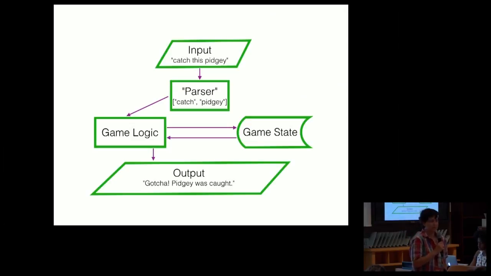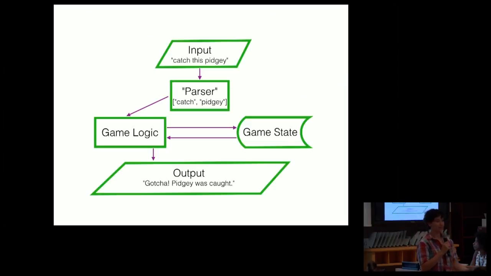So in this case, you type "catch this Pidgey," this Pokemon-themed game knows that you mean catch Pidgey, and it has to decide, is there a Pidgey near you? I know nothing about Pokemon. Is this Pidgey low level enough that you can catch it? I don't know. This is all coming from me watching other people play Pokemon Go. Anyway, presumably there are rules about whether or not you can catch Pidgey.